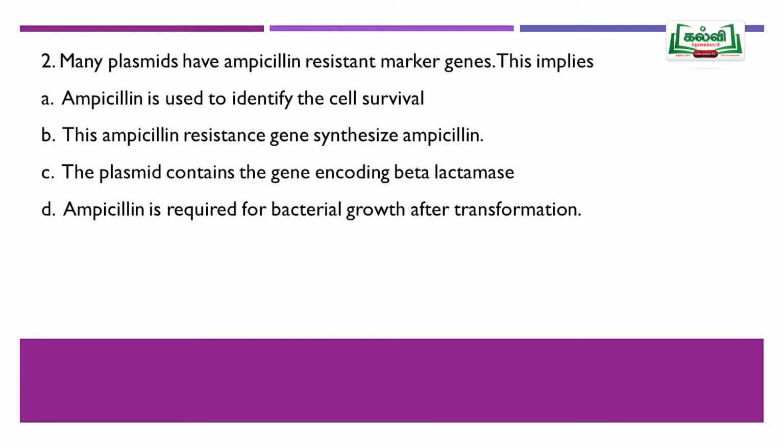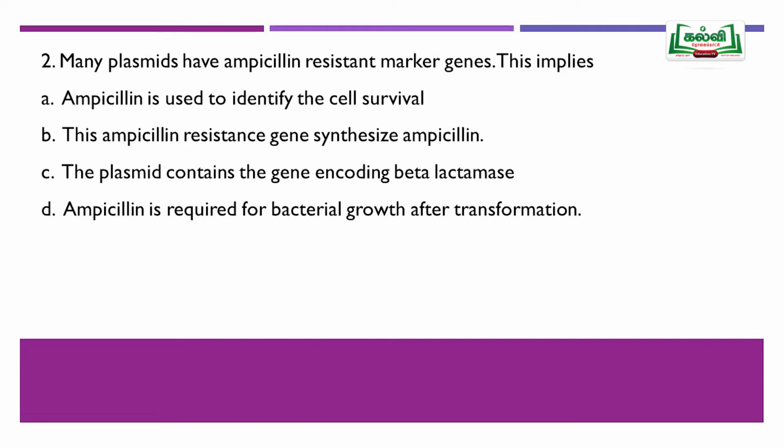The options are: ampicillin is used to identify cell survival. Ampicillin is an antibiotic, so we can use it for cell survival, but the question is about the ampicillin resistant marker. The next option is that the ampicillin resistant gene synthesizes ampicillin. The ampicillin resistant gene doesn't synthesize ampicillin, it goes and breaks the ampicillin molecule.